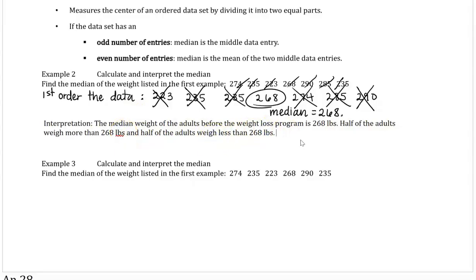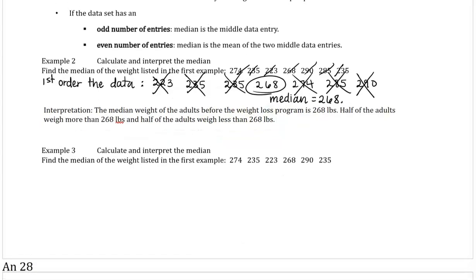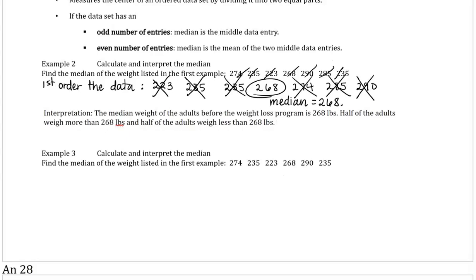Now let's look at another example. We're going to again calculate the median here, but let's say that one of the participants, the one who weighed 285, isn't participating anymore. So that's not in the data set anymore.